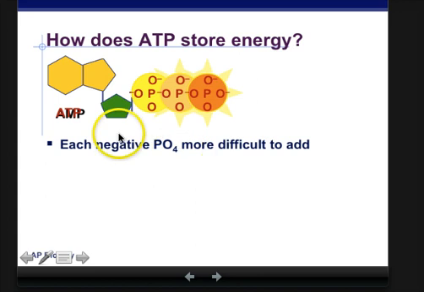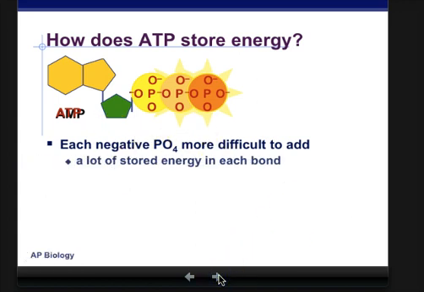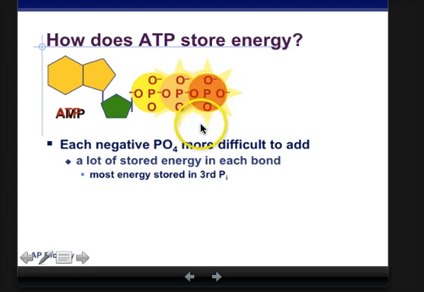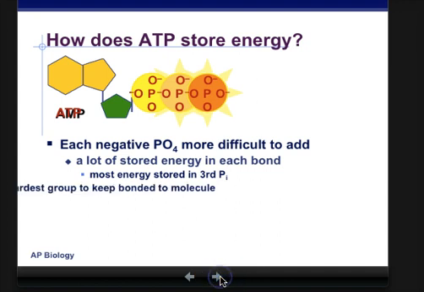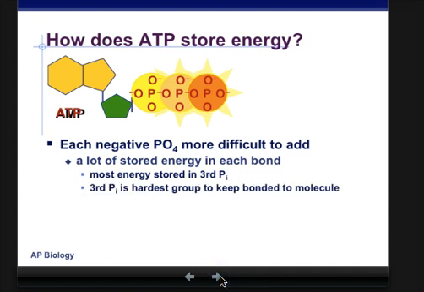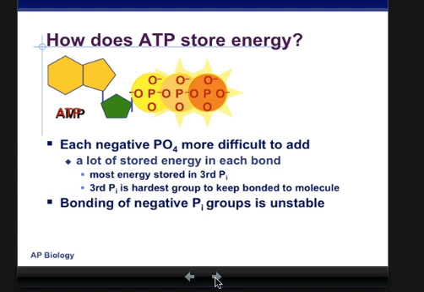All right, so each time we add a negative phosphate, the more difficult it is to add. So a lot of energy is stored in each of the bonds of these phosphates. And the highest energy will be in that third phosphate that we've added. So this last bond is the one that's got all the energy that we want. The third phosphate is the hardest group to keep bonded to the molecule. It wants to give it up. And the bonding of these negative phosphate groups is unstable. It's spring-loaded. Okay, ready to bolt.